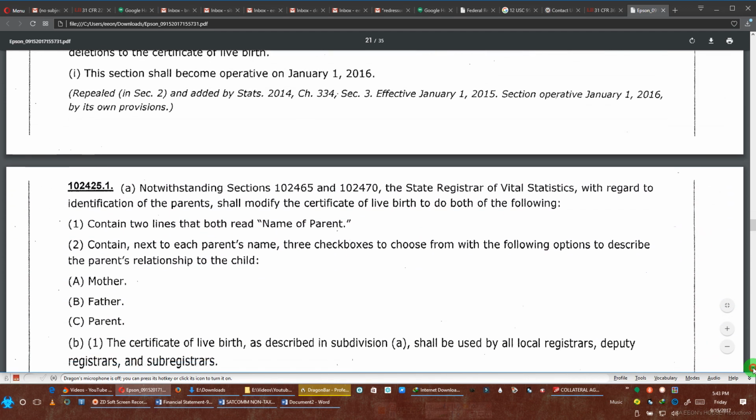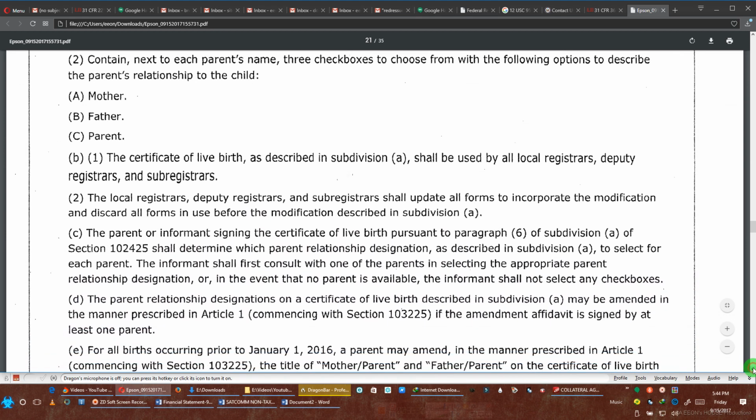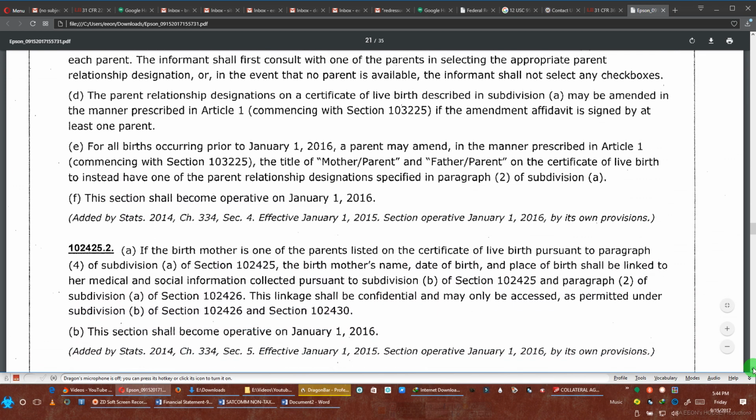Contains two lines that read name of the parents, mother and father, parent, certificate of live birth, described in subdivision, shall be used by all local registrars, deputy registrars, informant, parent relationship, all births occurring prior to the operative date. A parent may amend in a manner prescribed by Article 1, commencing with section, the title, mother, parent, father, parent, the certificate of live birth, to instead have one of the parent relationship designations specified in paragraph 2, division A. This section shall become operative. Okay, it does say that a parent may amend in a manner prescribed in Article 1, commencing in this section, whatever that section is.